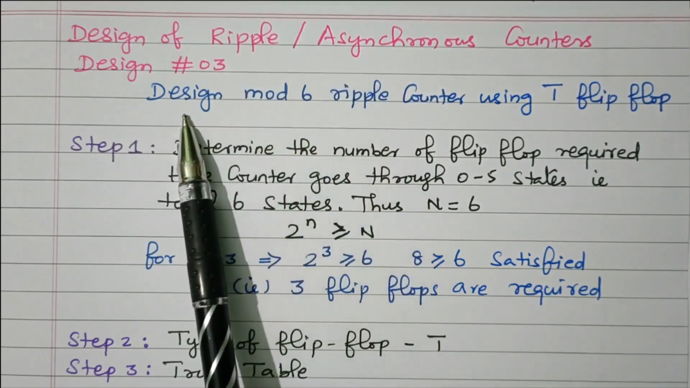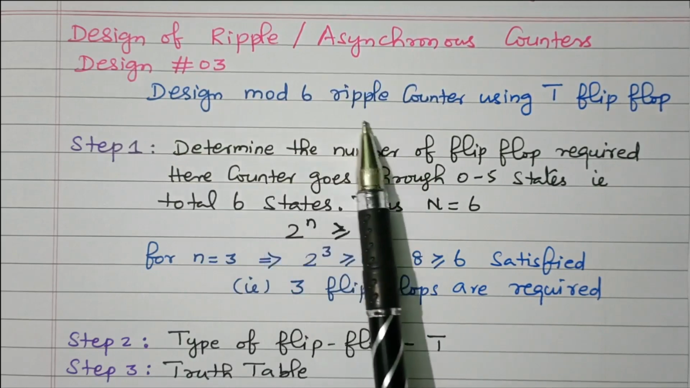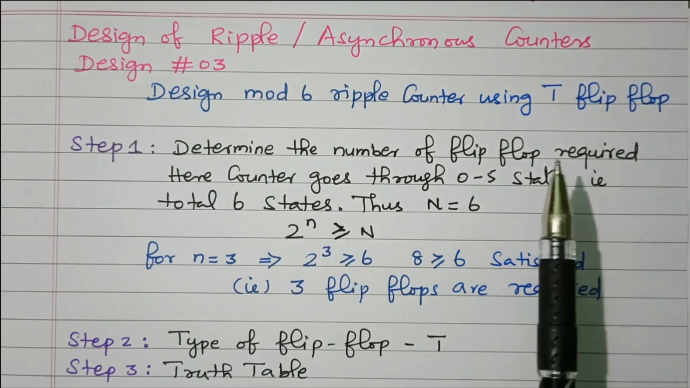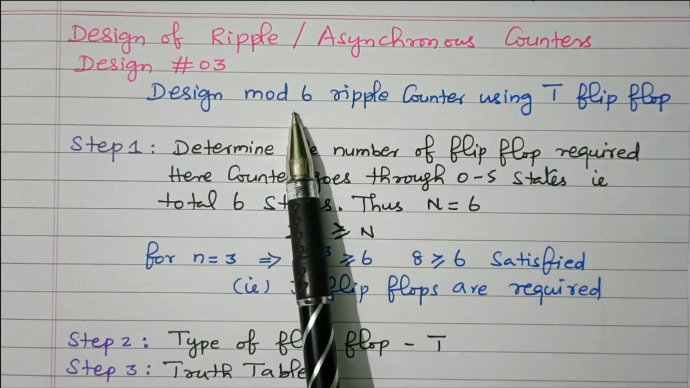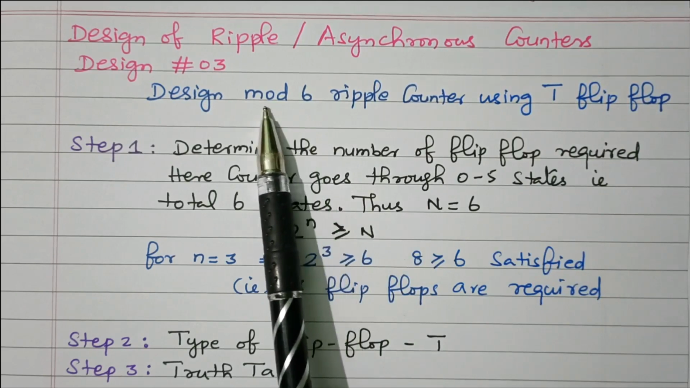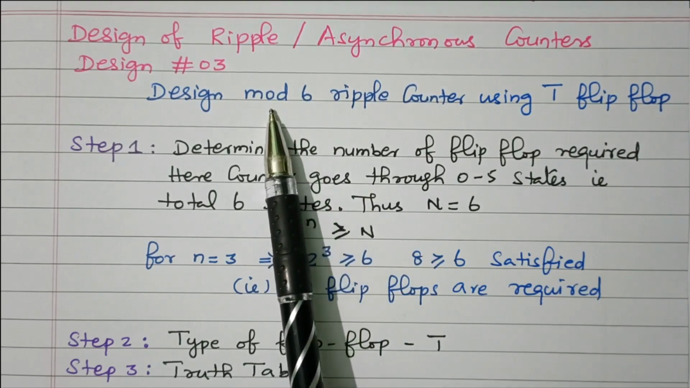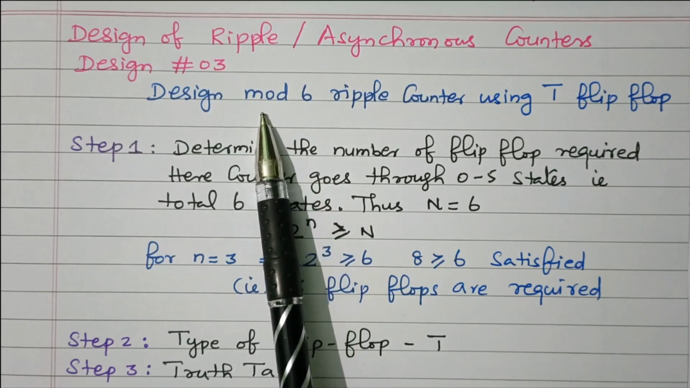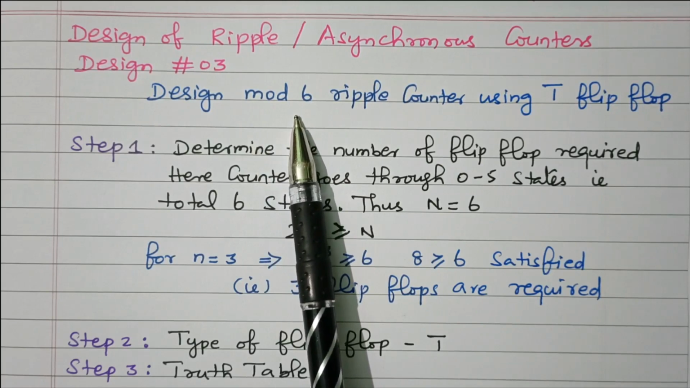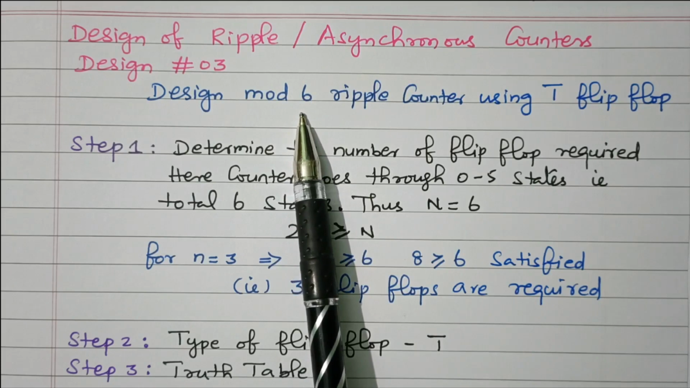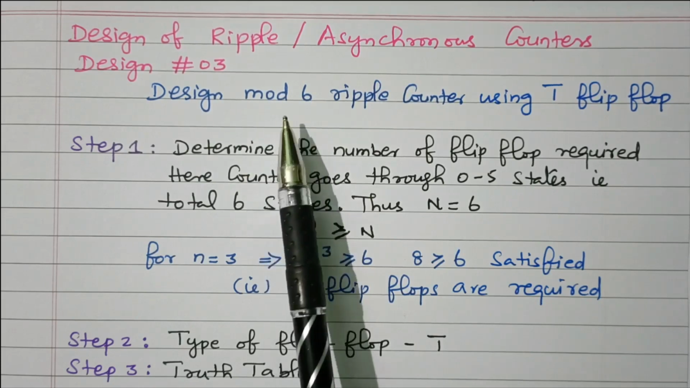In this video we are going to see the design of a mod 6 ripple counter using T flip-flop. So what is a mod 6 counter? There will be 6 outputs, and the remaining outputs are disabled. That's called mod 6. Mod 5 means 5 outputs will be there. For example, mod 6 means we definitely need 3 bits, 2 to the power 3, 8 outputs are there. So only 6 outputs will be available, and the 7th and 8th outputs will be disabled. That is called a mod counter.